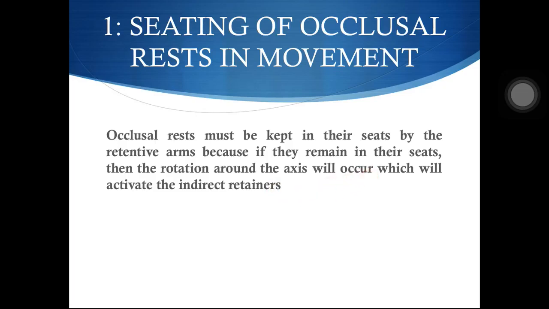In other words, we can say that direct retainer has to be most efficient for the indirect retainer to be effective. So the occlusal rest, which will be providing a fulcrum, has to have been properly seated against the hard tissue surface for the indirect retainer to be activated.